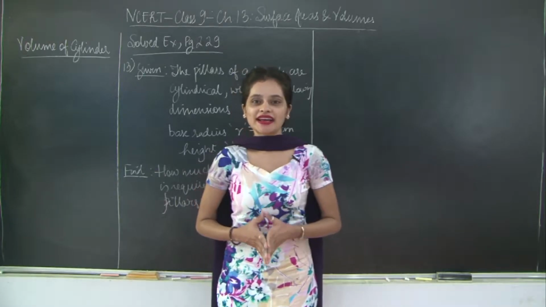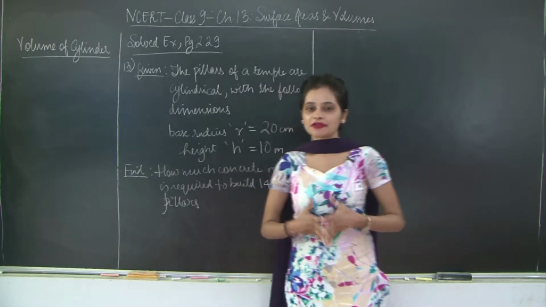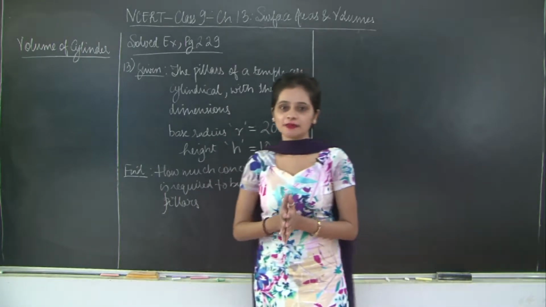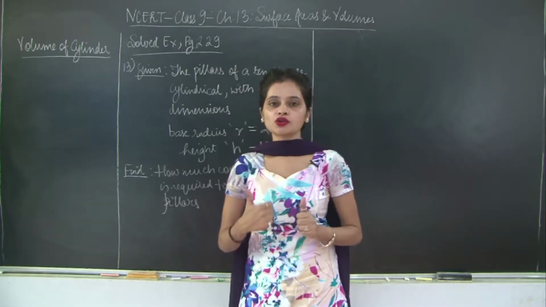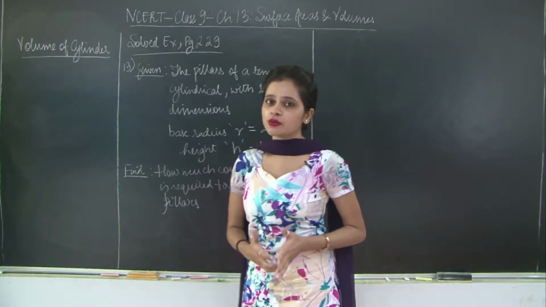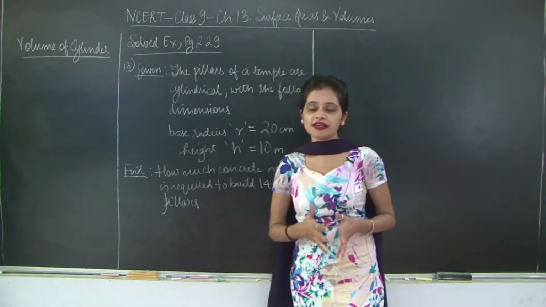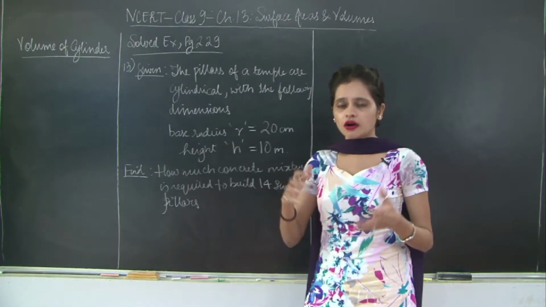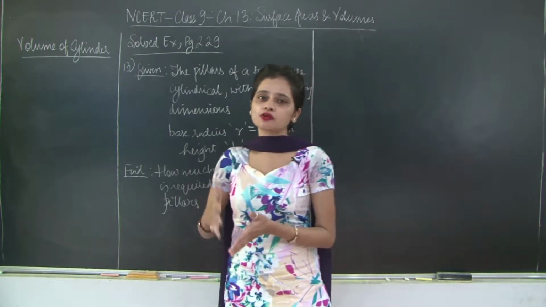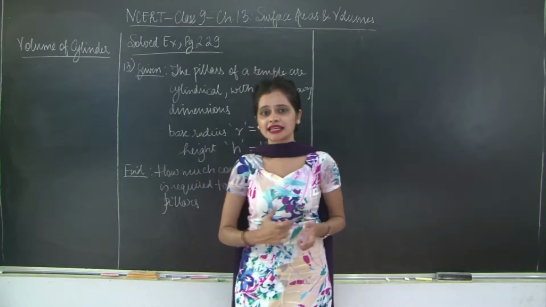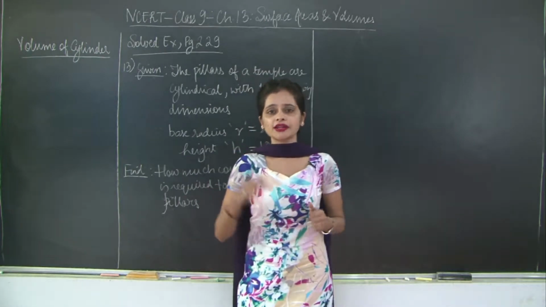Hello students, welcome back. Let us get started with a new topic of chapter 13. This is going to be volume of cylinder. Prior to this we have learnt about volume of cubes and cuboids. What did we learn? That the volume of cube is side cube and volume of cuboid is length into breadth into height. So it was nothing but base area of the cube or cuboid into height.